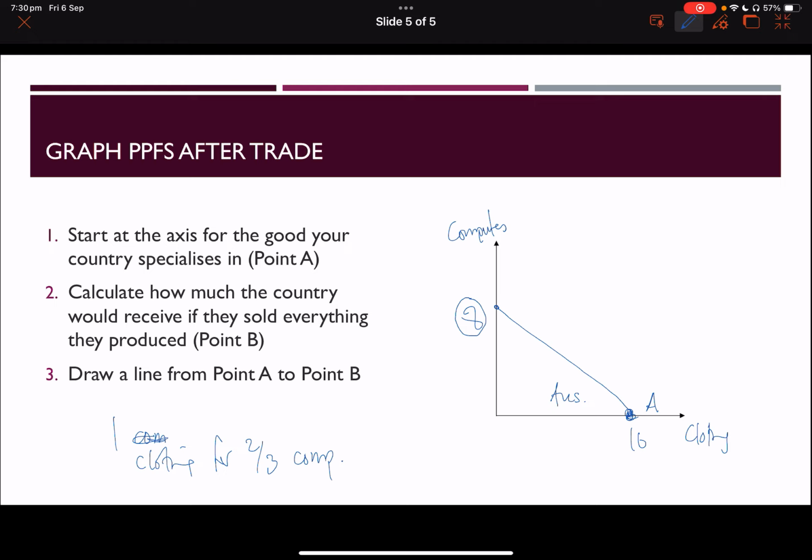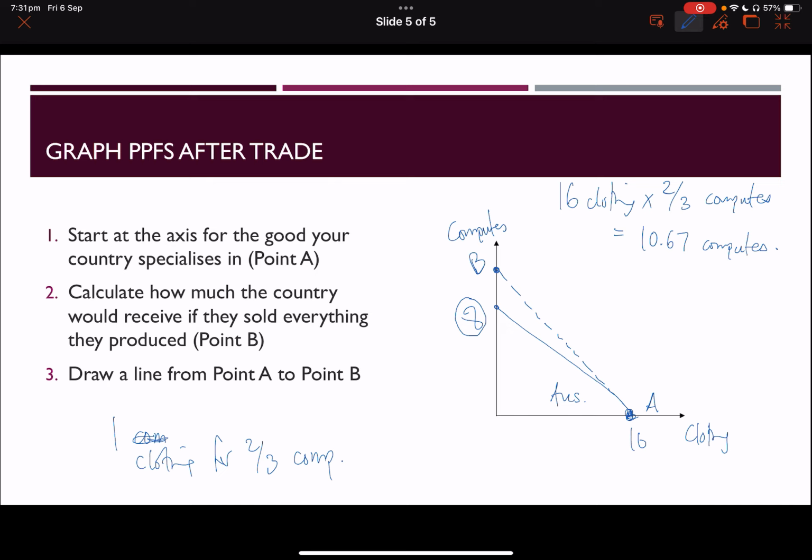How do we find out what it gets in return? All you do is do 16 units of clothing multiplied by the terms of trade, which is 2/3 computers, and that's going to give you 10.67 units of computers. So what does it mean? It means that if Australia sells all 16 units of its clothing at the terms of trade of 2/3, it'll receive 10.67 computers. This is now a point B. So let's put point B over here, and we've now created a new PPF once we join point A and point B. That's it. That's a new PPF.